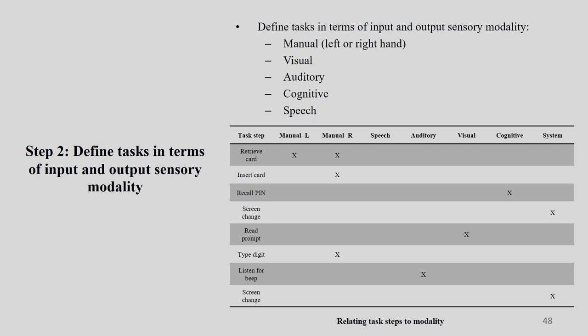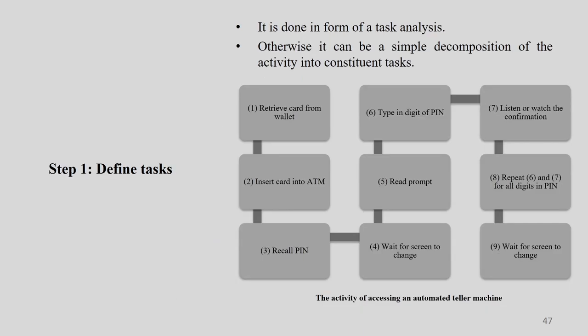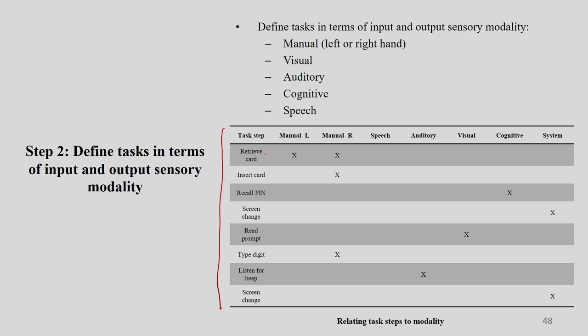Now let us understand what we have done over here in this left column. The same task, steps 1, 2, 3, 4, 5, 6, 7, 8, 9, we have given these things. Now define the task in terms of input. Normally these are the things possible for this particular example. For another example, it may be different.